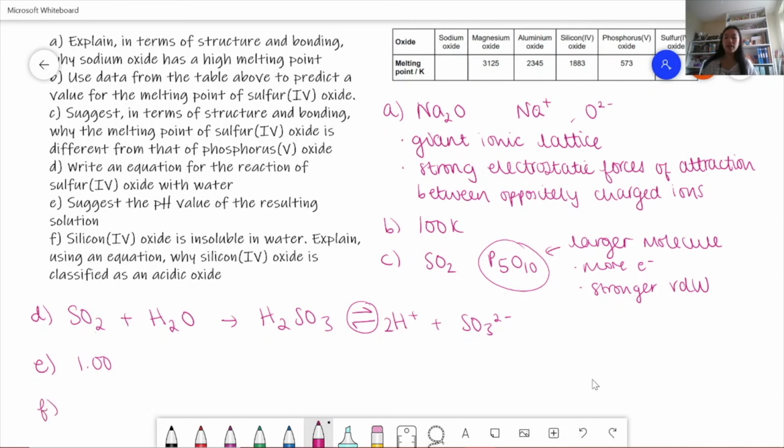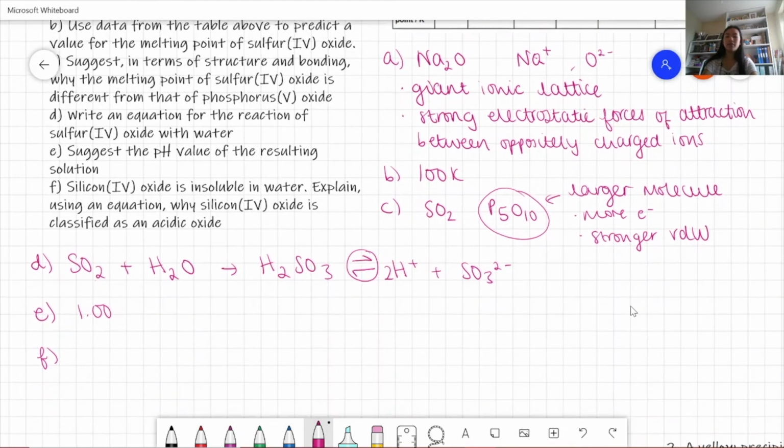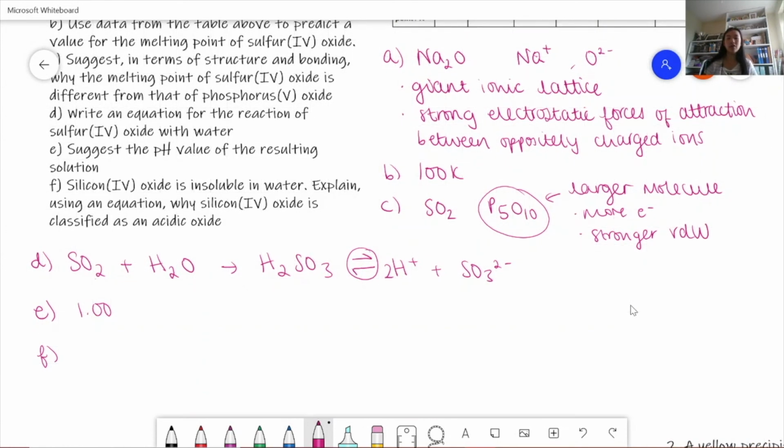And then for F, silicon 4 oxide is insoluble in water. Explain using an equation why silicon oxide is classified as an acidic oxide. Now, it's an acidic oxide because we can react bases with it and neutralization occurs. And so the equation we have is that we have silicon oxide and we add it with a base such as sodium hydroxide, and this forms sodium silicate and water. And so it's neutralized the alkali, and this is why we call it an acidic oxide.